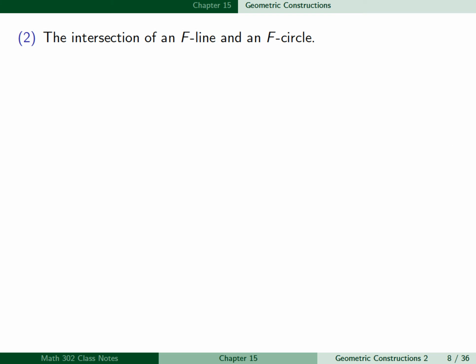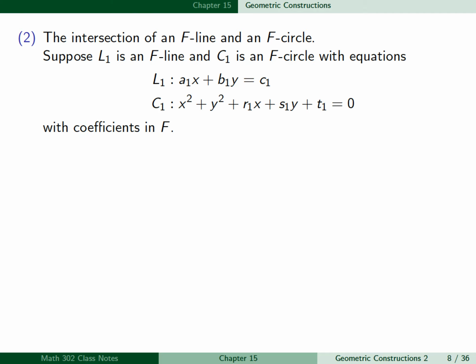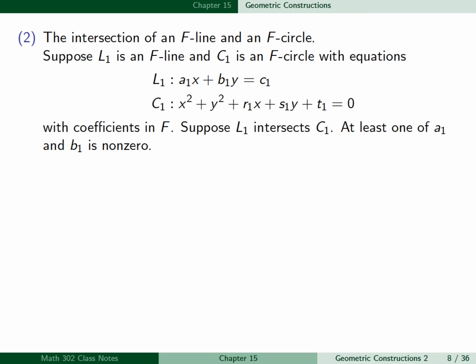Next, we want to look at the intersection of an F line and an F circle. So let's suppose that L1 is an F line and C1 is an F circle with equations shown with coefficients in F. And let's suppose that L1 intersects C1. Now, at least one of A1 and B1 is non-zero, since L1 is the equation of a line. So let's assume that B1 is not equal to 0.